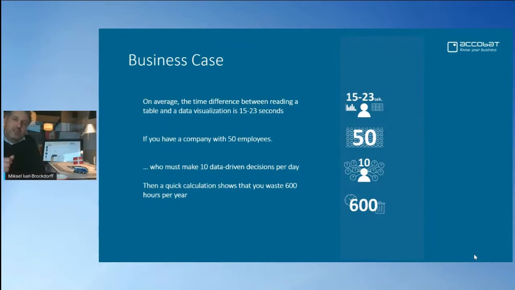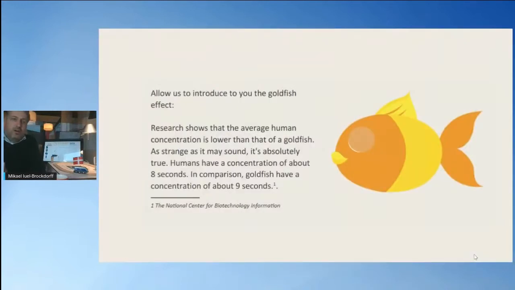There's also the other side, that it's easier to make the right data-driven decisions if you get the results fast and also get the right result. I will explain why we have these difficulties, and we call it the goldfish effect. Research shows that we actually have a smaller concentration time than a goldfish. Humans have 8 seconds, and goldfish seem to have 9 seconds. I'm not quite sure how they measure this, but let's say this is true. So when we do data visualizations, we need them to be understood in under 8 seconds.